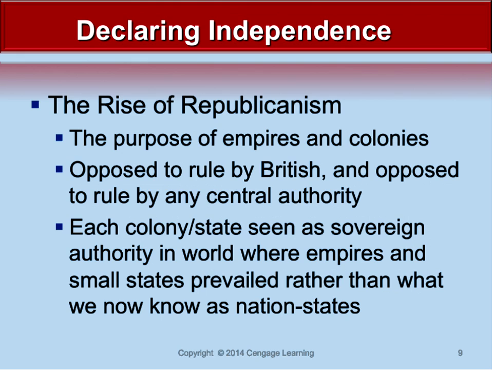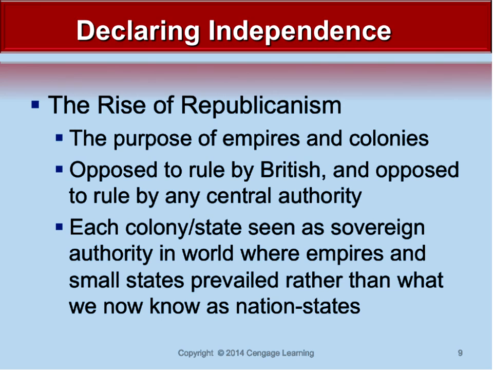So what the Declaration then lays out is an opposition to British rule, and in fact an opposition to rule by any central authority, at least authoritarian rule. Keep in mind the purpose of empires and colonies. What was the purpose of the American colonies? The purpose of the American colonies was the same as for any other colony, to enrich the mother country, to make England wealthier and more powerful, and to have its influence in the world expanding.